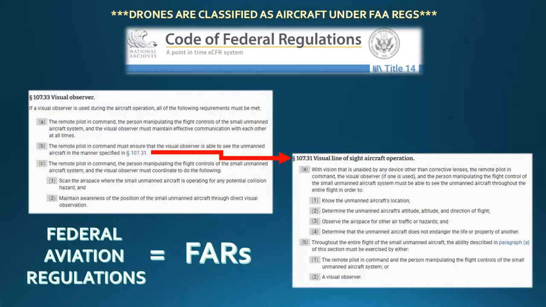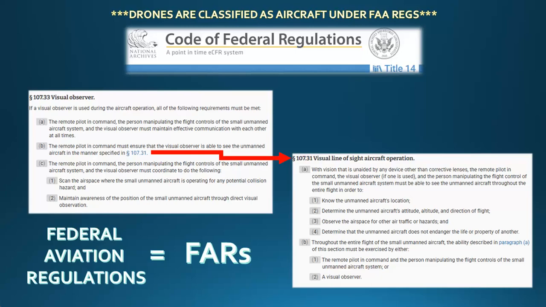Remote pilots in command had to pass this on their remote pilot exam in order to become a commercial remote pilot. And when they use visual observers, they have to make sure that the visual observer understands the FARs that they are responsible for. So, beginning here, if a visual observer is used during the aircraft operation, all of the following requirements must be met. Letter A. The remote pilot in command, the person manipulating the flight controls of the small unmanned aircraft system, and the visual observer must maintain effective communication with each other at all times.